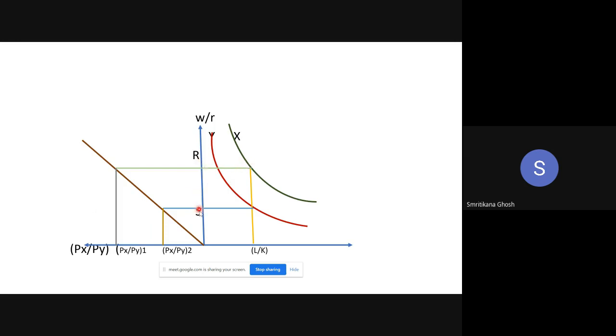The range for the wage rental ratio of this country is RS. So if it is RS, then what is the price range? What is the relative price range of the country so that the country will produce both the commodities, that means it will have incomplete specialization? So much sound is coming. Just a minute, give me 1 minute.